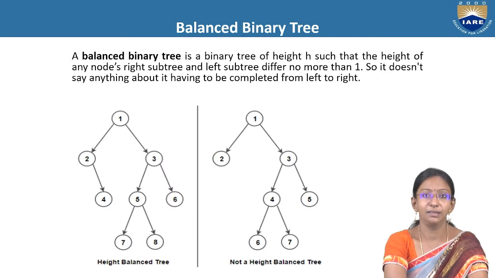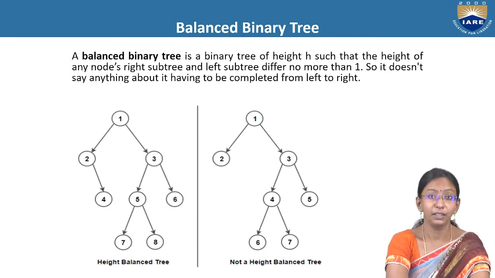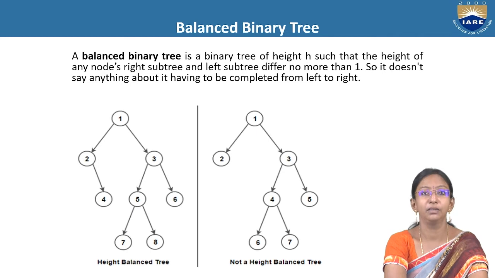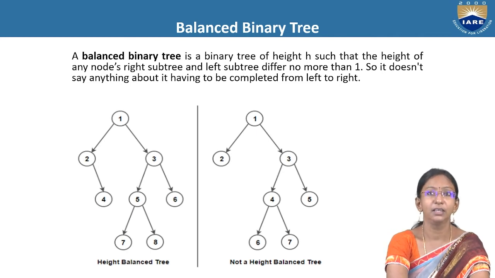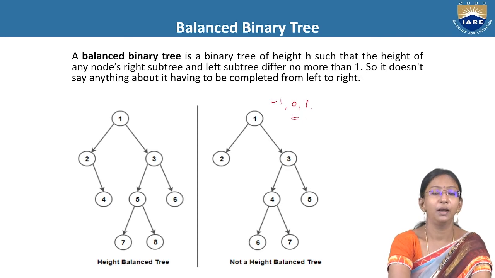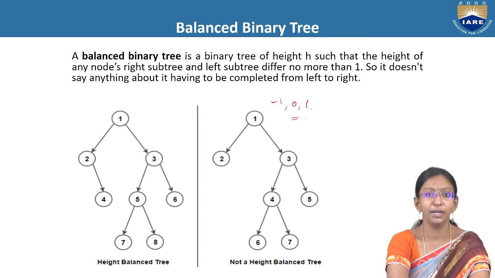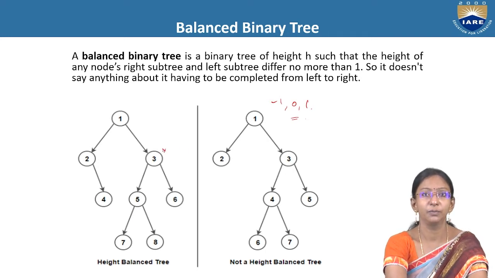Next comes the balanced binary tree. It is a binary tree where the balance factor is either minus 1, 0 or 1. What do you mean by balance factor? That is nothing but the difference between the height of the left subtree and the right subtree. For example, consider a node 3. The height of its left subtree is 2, whereas the right is 1. The difference is 1. Fine.